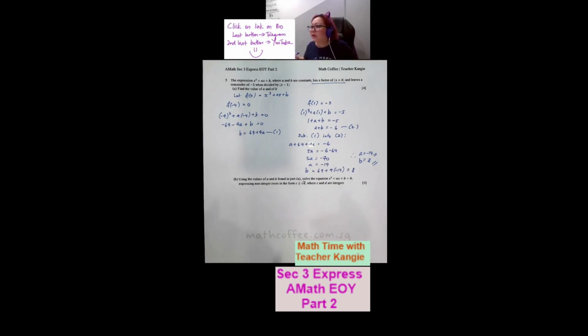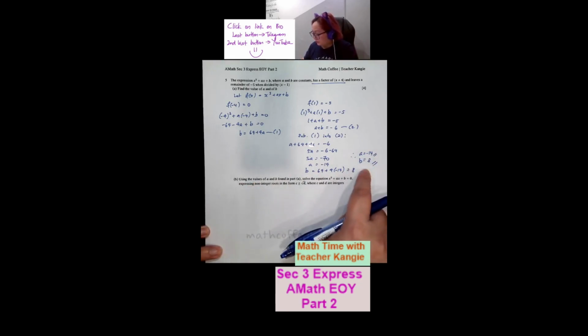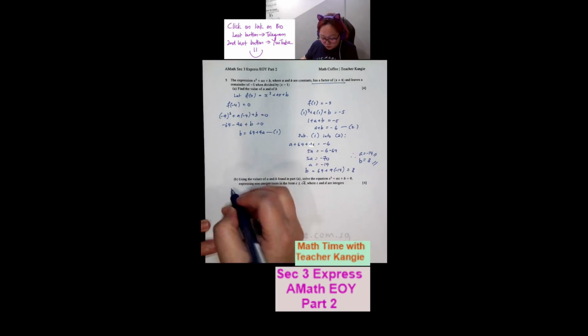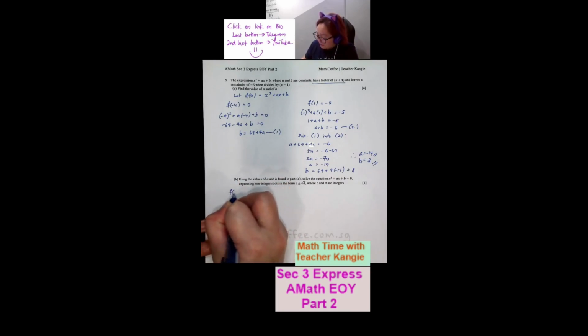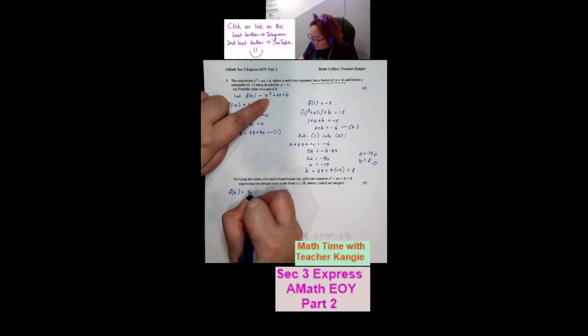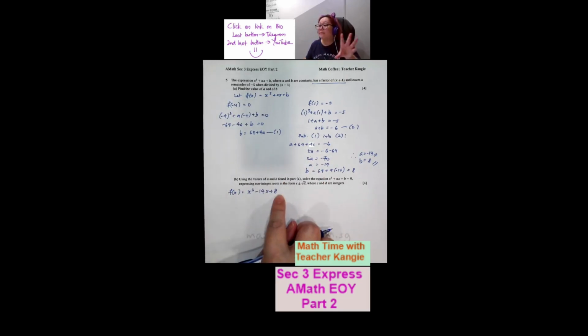Okay, now let's take a look. 6.3. Okay, now 5B. So now they say use the value of A and B that you found, solve the equation. So now my f(x) will become x cubed, my A is minus 14x plus 8. So now this is my cubic expression, complete already, because my A and B was unknown just now. Now we know it, you put it in. Then they want you to go and solve this equation.